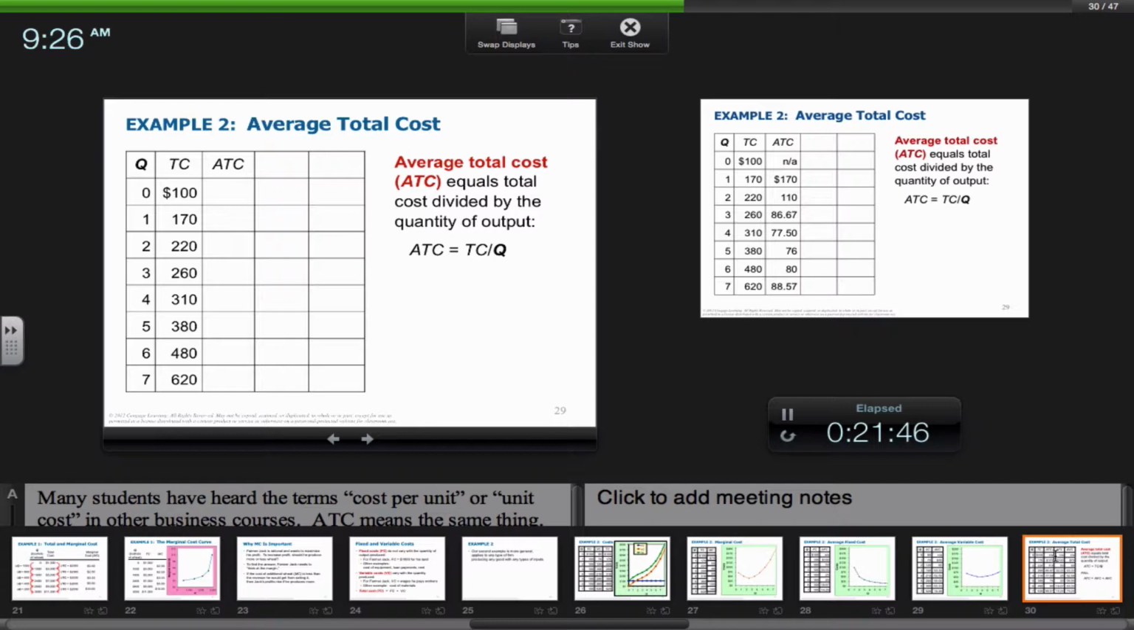Do you guys have a list of about a dozen equations so far? I would encourage you to memorize these, or memorize how to figure them out. Actually, all pretty consistent. So average total cost is total cost divided by quantity. Bet you never saw that coming.